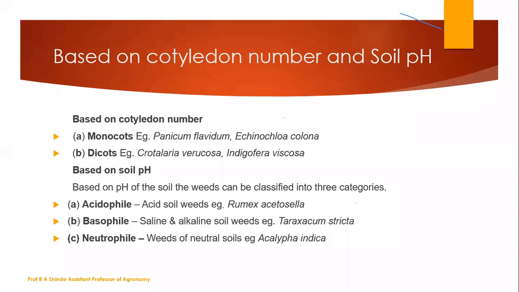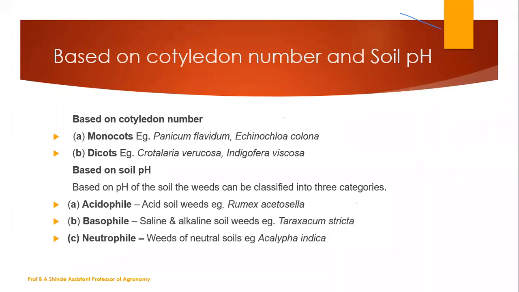Okay, then another classification is on the basis of the soil pH. According to the soil pH, the weeds are observed in particular locations. First is the acidophile. Second is the basophile and the neutrophile. In the acidophile, the weeds are observed where the acidic soil is there, for example Rumex acetosella.